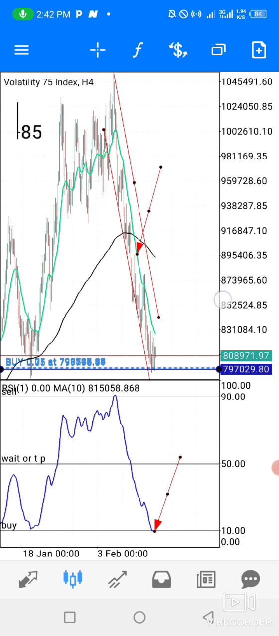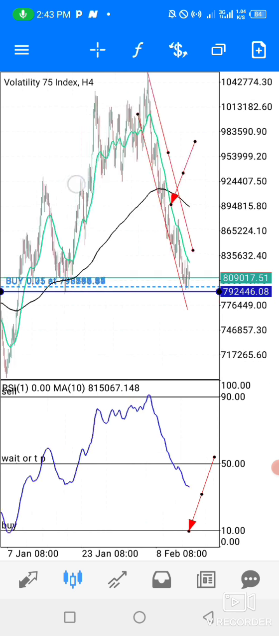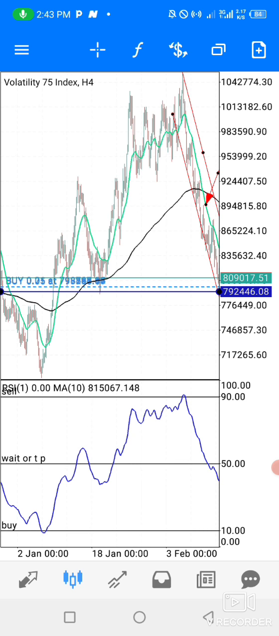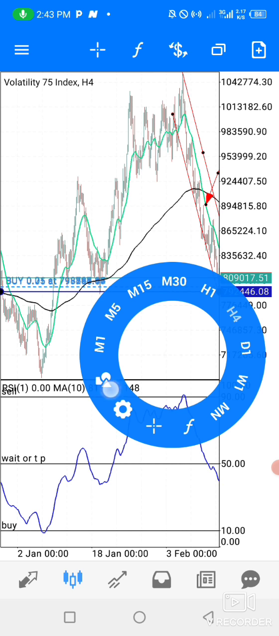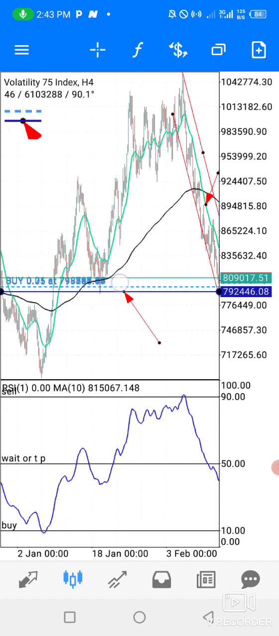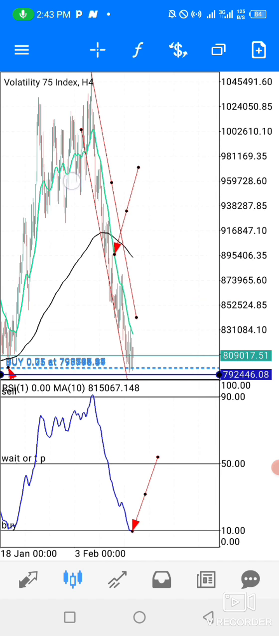Okay, in H4, what do we see here? We see a perfect structure here, a very strong support here. Price has come here before and reversed. I see price came back here and did what? Reversed. You see price came back here and reversed.